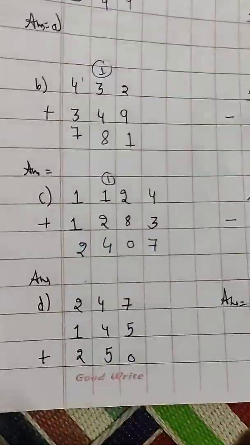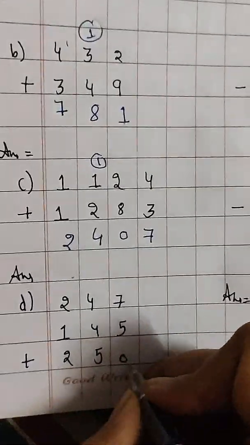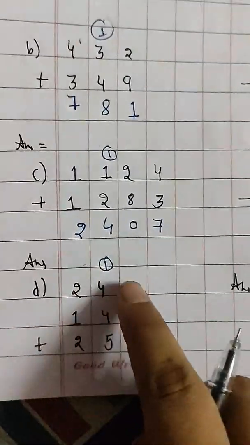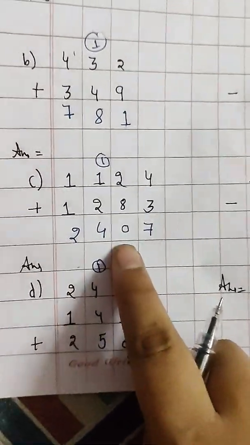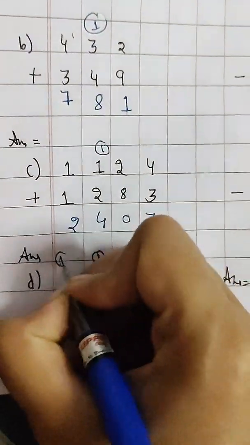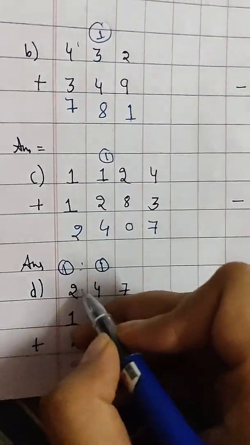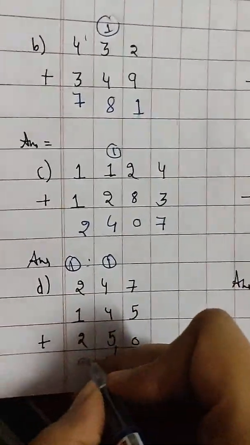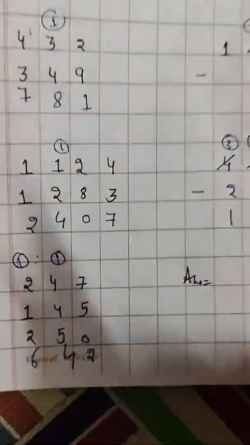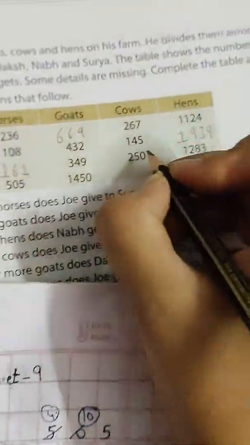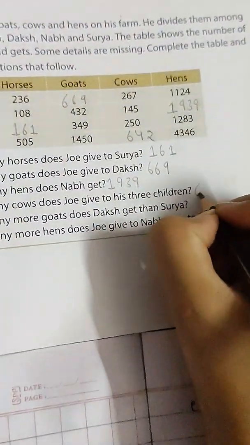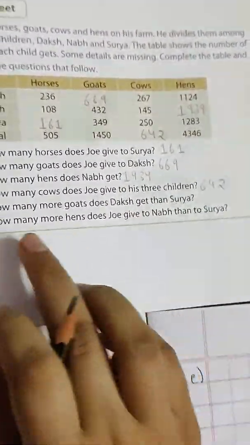So 7 plus 5 is 12. We will write it here, 1 here. Now 4 plus 4 is 8, 8 plus 1 is 9, 9 plus 5 is 14, 1 here. Now 2 plus 1 is 3, 3 plus 3 is 6. So the answer is 642. So 642 total cows we are having, 642. So we will write it here also, 642.